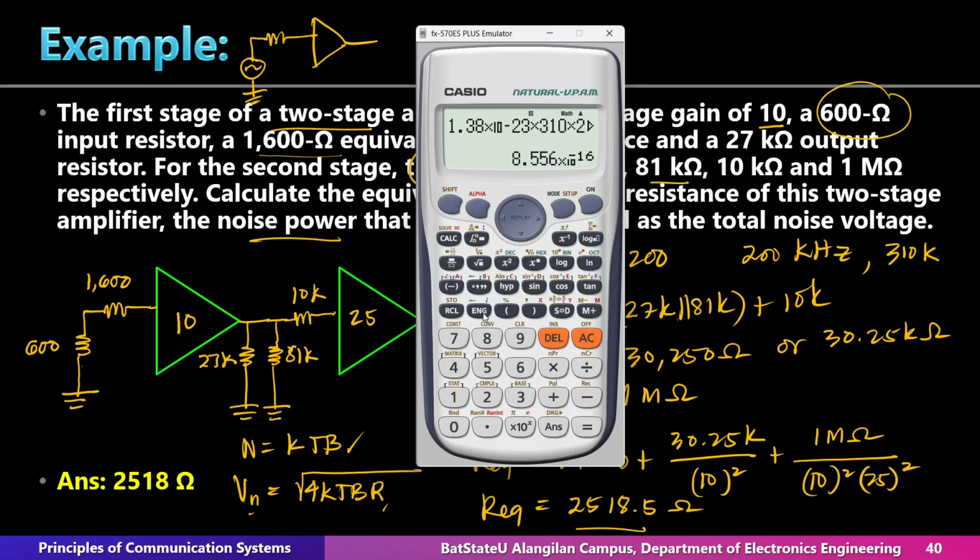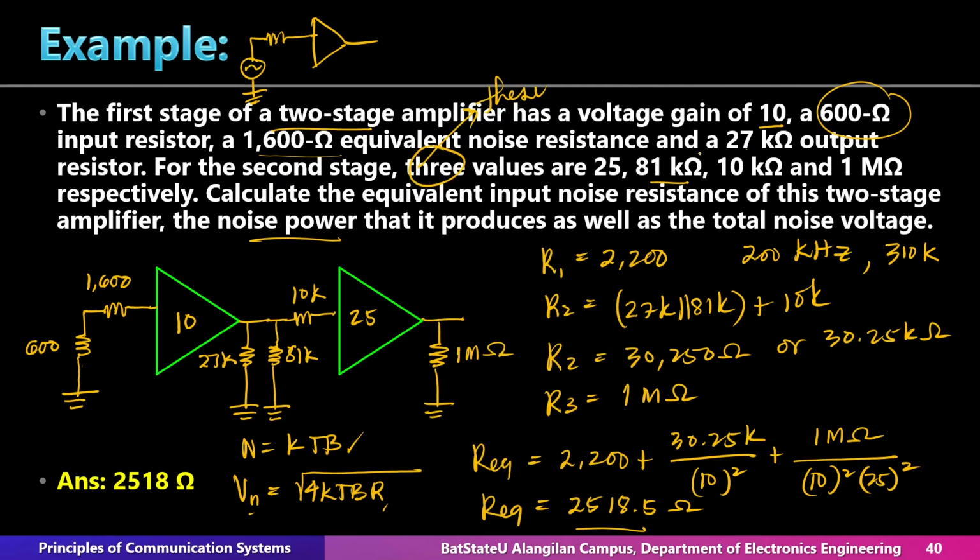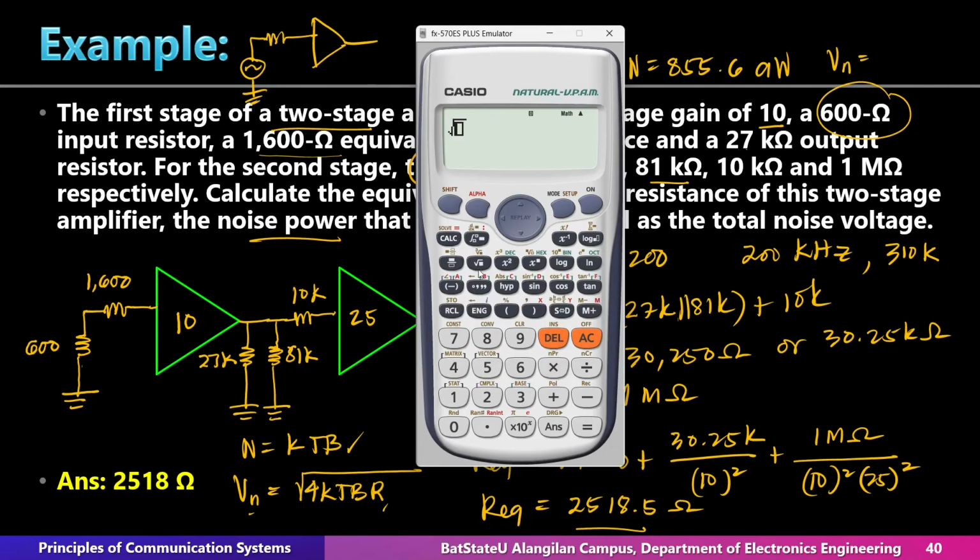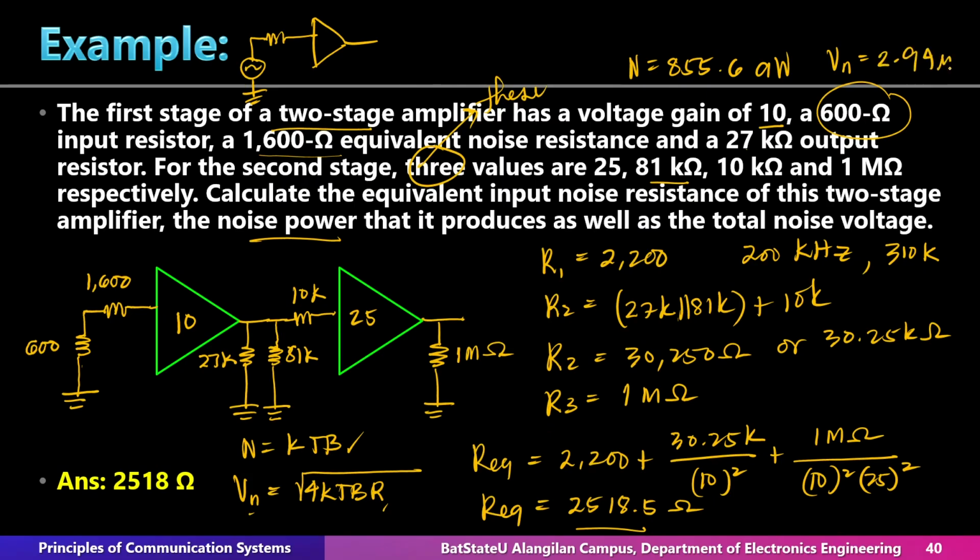So, the noise power is 855.6, with a multiplier of 10 to the negative 18, so attowatts. When we compute the noise voltage, it is the square root of 4 times the KTB answer times R, which is 2518.5 for more exactness. The answer is approximately 2.94 times 10 to the negative 6, so we have 2.94 microvolts.